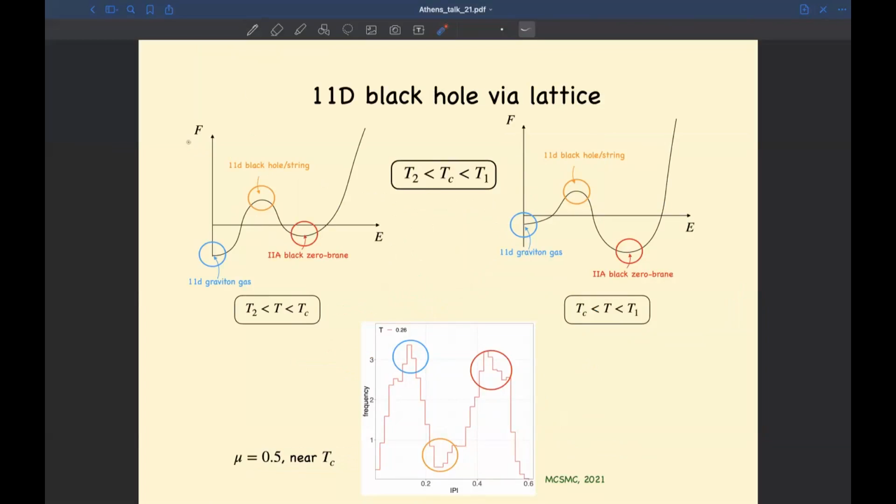So in this slide, I'm showing the free energy with respect to the energy. And depending on when we are between T2 and T1, the deconfined phase can be the global minimum, or the confined phase can be the global minimum. One way to understand this is by this Polyakov loop here. We see that we simulate at mu 0.5 near the transition temperature, and the proposal we want to show is that this phase here is a confined phase. So this should correspond to either this or this. On the other hand, the deconfined phase is again either this or this.